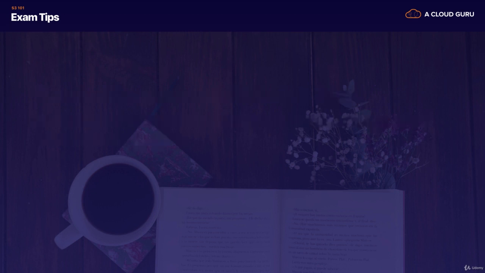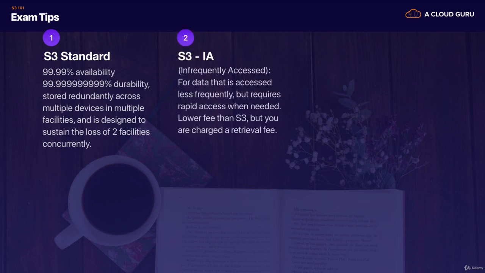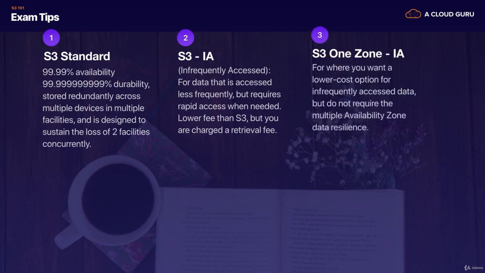And pretty much the most important thing to remember going into your exam are the different storage classes. So we've got S3 Standard. This is 99.99% availability, 11 9's durability. We then have S3 Infrequent Access. This is where you pay a lower fee than Standard S3, but you need instant access, and you are charged a retrieval fee as well.